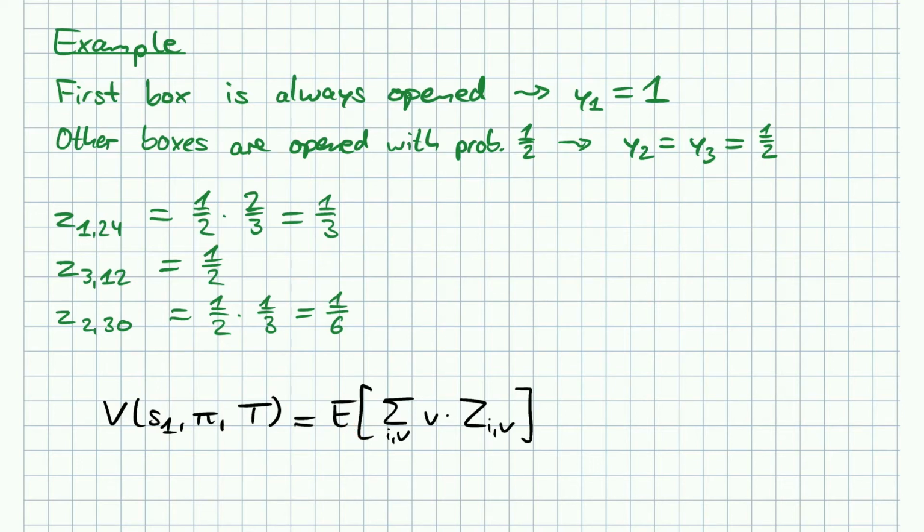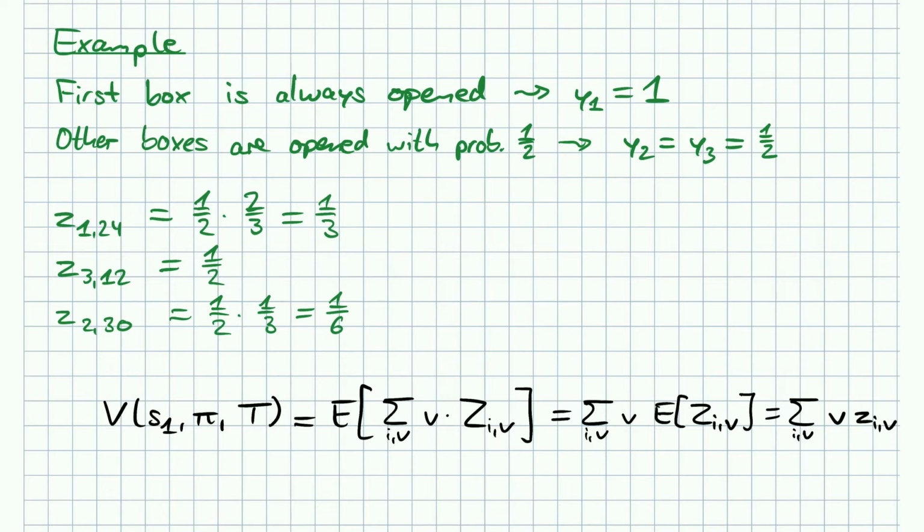And by linearity of expectation, we can of course write this as the sum of v times the expectation of Z_{i,v}, which is nothing but the sum of v times small z_{i,v}, because the small z_{i,v} are the expectations of the capital Z_{i,v}.